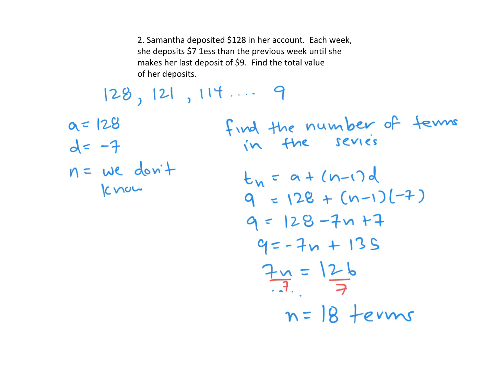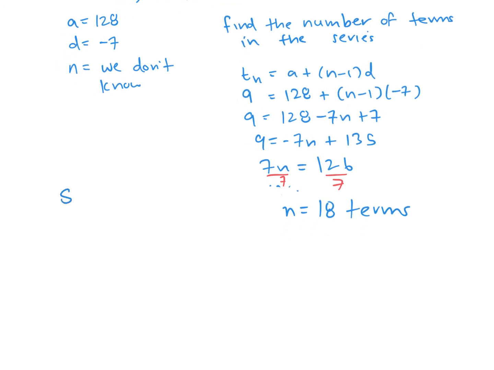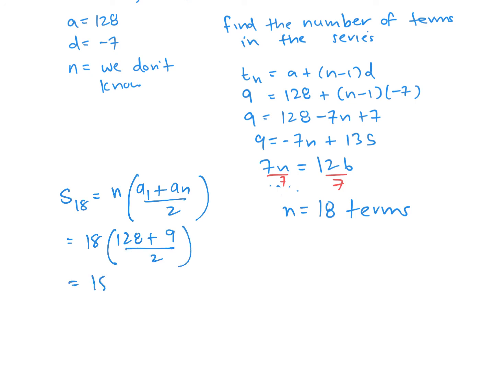Once I know that, I can now do the sum of 18 terms. You can use either formula. Let's try using the formula where we had n, because we know the first term and we know the last term. So we have 18 terms. The first term was 128. The last term was 9. So that's 18 times 128 plus 9, divided by 2, which is 68.5. Multiplied by 18 is 1233.